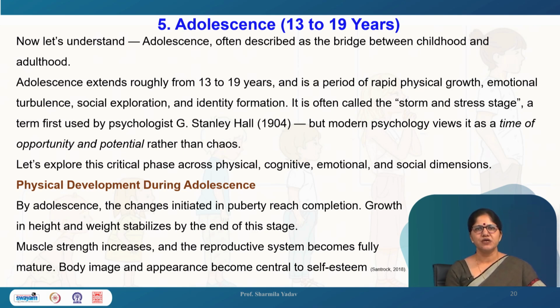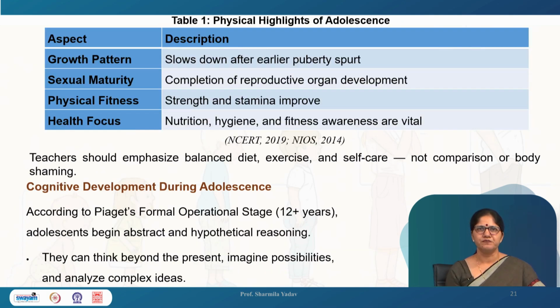Physical development during adolescence. By adolescence, the changes initiated in puberty reach completion. Growth in height and weight stabilizes by the end of this stage. Muscle strength increases and the reproductive system becomes fully mature. Body image and appearance become central to self-esteem. Physical highlights of adolescence. Let's see through a table.